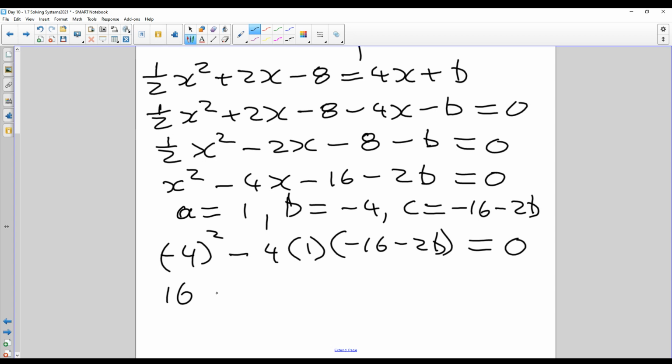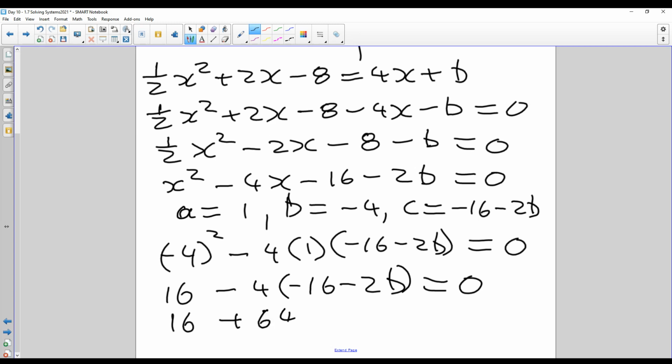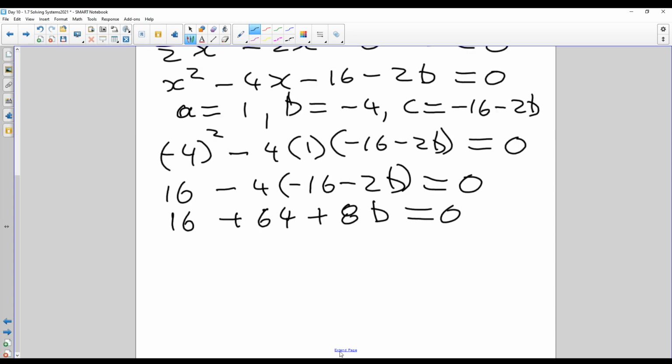So I'm going to make this minus 4 times minus 16 minus 2b equals 0. Multiply those two together. Minus 4 times minus 16 is plus 64, sorry. And then plus 8b equals 0. Okay, I'm multiplying a minus 4 times the stuff inside. It's going to be positive, yes.